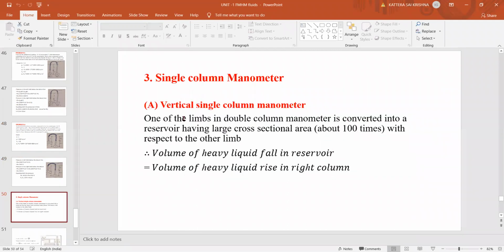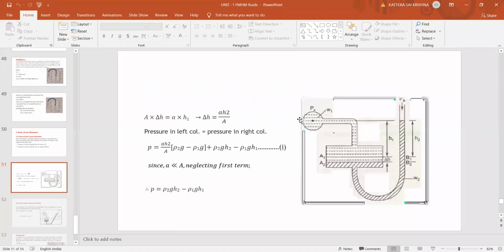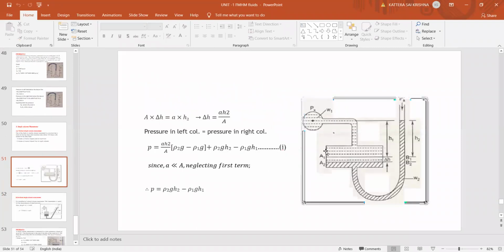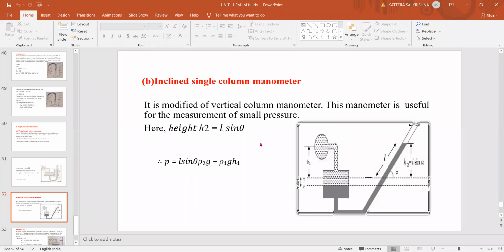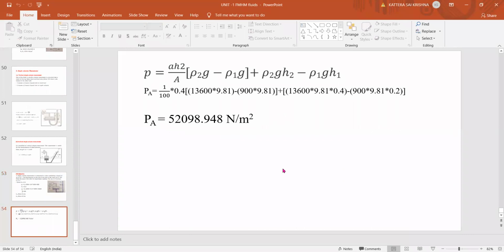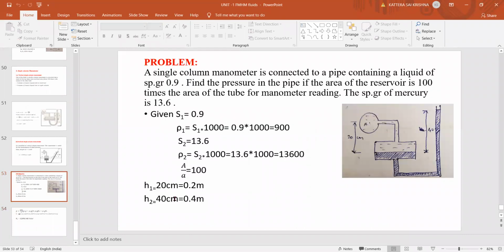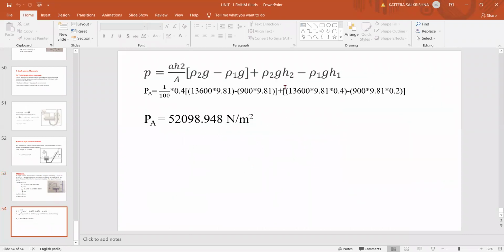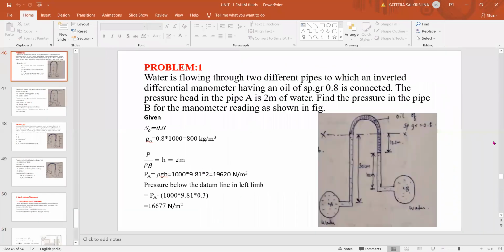Okay, and at last we have seen the single column manometer, where we'll have a reservoir in the left limb, and we have calculated the pressure which is there in this pipe. So we have completed this topic also. This was the last topic which we have completed, that is the inclined single column manometer. And I think we have solved this problem, yes, we have solved this problem also. So this was our first unit.